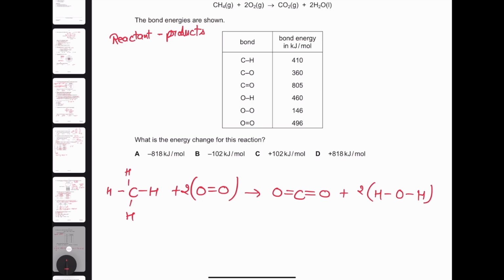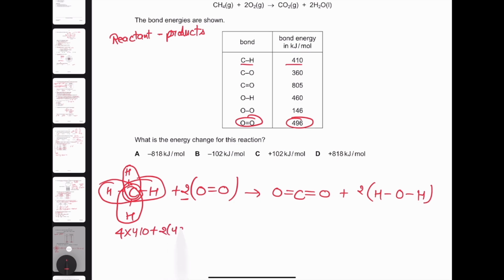Right? Now you should simply figure out the energy of reactants first of all. So let's do that. This is one carbon hydrogen bond, another, another, another. So we have 4 carbon hydrogen bonds, which is 4 times 410, plus double bonded oxygen is 496, but it is times 2. So 2 times 496. This is the energy of your reactants. So 410 times 4 plus 496 times 2 comes out to be 2632.